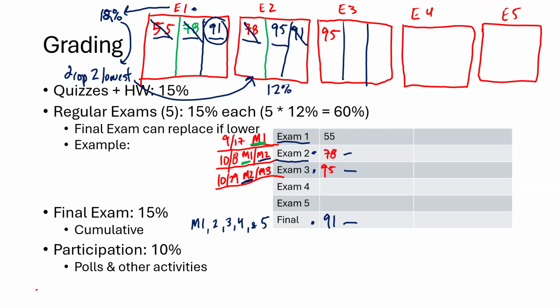The real intent of this is to ensure you have an opportunity to raise your grade over the course of the semester. If you do badly on the first exam, that doesn't doom you to fail the class. If you do badly on the second exam, or on the first two exams, these things don't doom you for the entire semester.